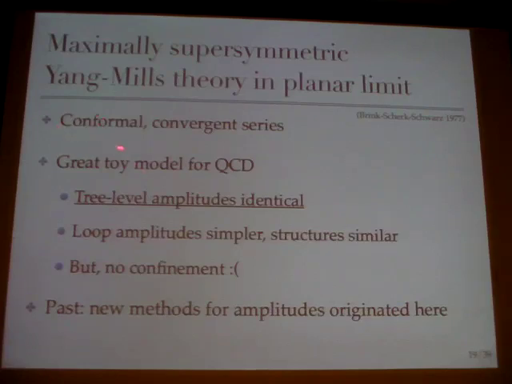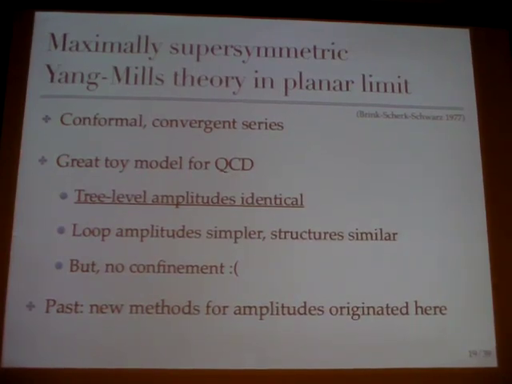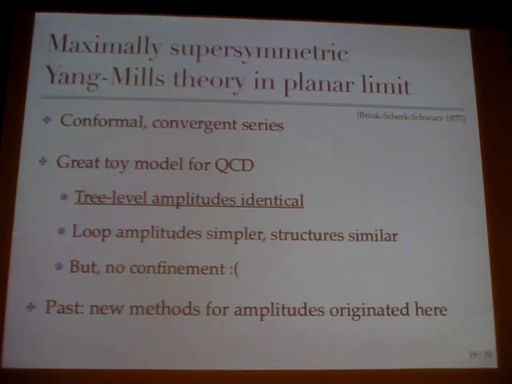But it's a great toy model for QCD for a number of reasons. The main reason is that the tree-level amplitudes in this theory are identical to QCD tree-level amplitudes. For gluons, it's just a direct correspondence, and for other QCD amplitudes, including quarks, it's kind of non-trivial, but you can extract all tree-level amplitudes in QCD from this theory. The loop amplitudes are simpler. The IR structure is similar, but not the same. And there is no confinement. So the theory is clearly simpler than QCD.